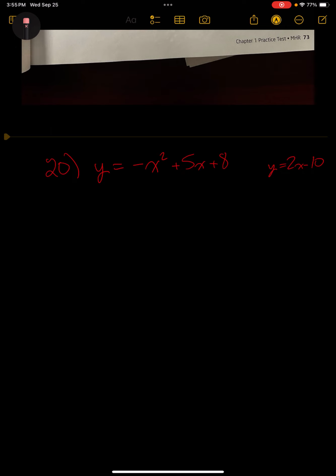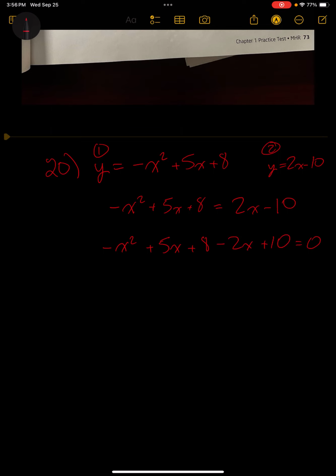So, in that spirit, we just let equation 1 equal equation 2. So that's 1 and 2. Essentially what that means is we can put minus x squared plus 5x plus 8, I just rewrite the first one, is equal to, at the point of intersection, 2x minus 10, and we solve for x. The way we do that, we put everything on the same side: minus x squared plus 5x minus 2x plus 8 plus 10 is all equal to 0.